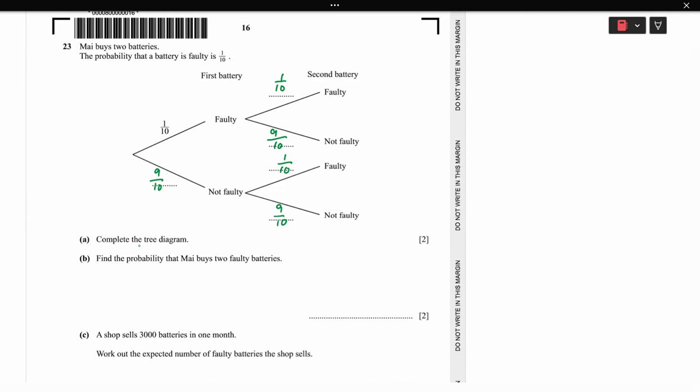Okay, complete the diagram that we've done. The probability that Semi buys 2 faulty batteries. Now you go to the tree diagram, 2 faulty. So faulty and faulty. The first one faulty and the second one also faulty. Both are faulty, and that means multiply. So I will write here 1 over 10 times 1 over 10, which is 1 over 100. So the answer is going to be 1 over 100.